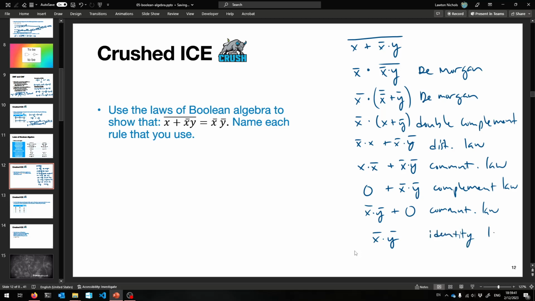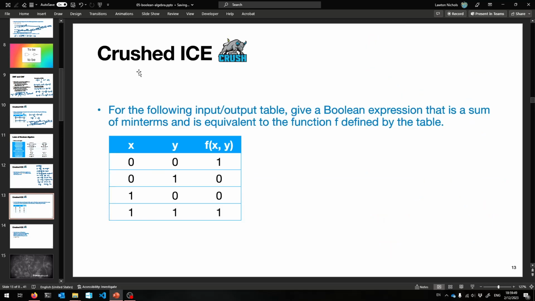Is that how you got it? So hopefully my thought process made enough sense. That is how I would prove that using our laws/rules. And yeah, let me give you another example of this.